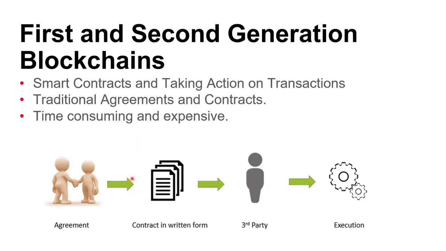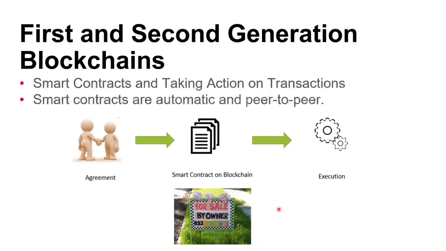And here we can take a look at a basic transaction with a smart contract. So this right here is how a typical contract functions now. There's some kind of an agreement. A contract is in written form. There's some kind of a third party, a court or implied third party, and then there's execution. Or this could be a title company, a court; several different entities could be a third party.